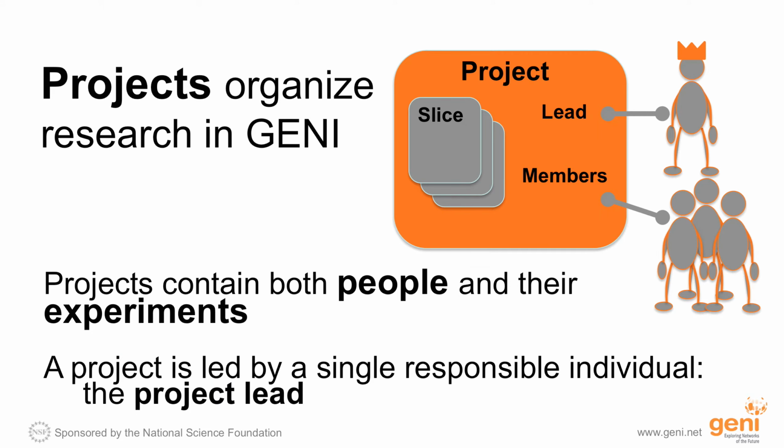Projects organize research in GENI. Projects contain both people and their experiments, referred to here as slices. And a project is led by a single responsible individual, known as the project lead. The project lead takes responsibility for whatever happens within their project and agrees to respond appropriately if a problem is discovered with resources in their project.